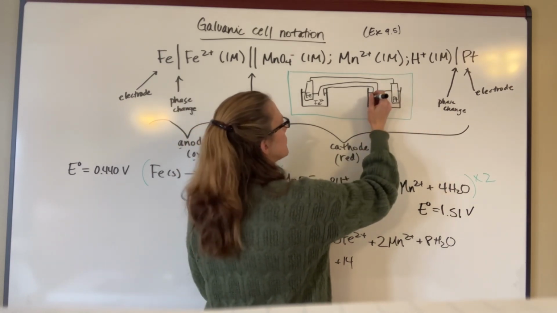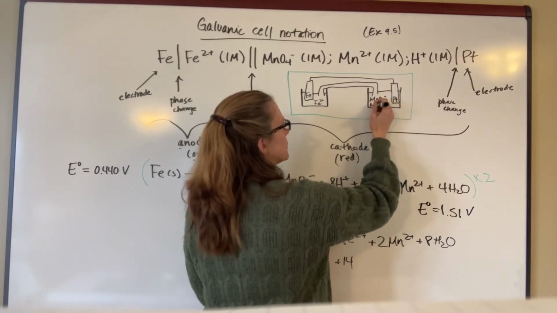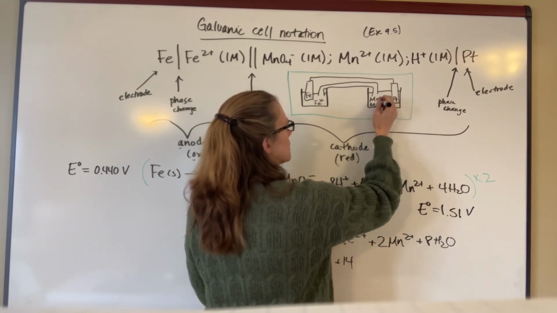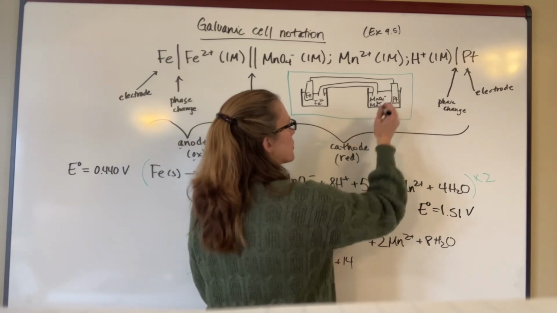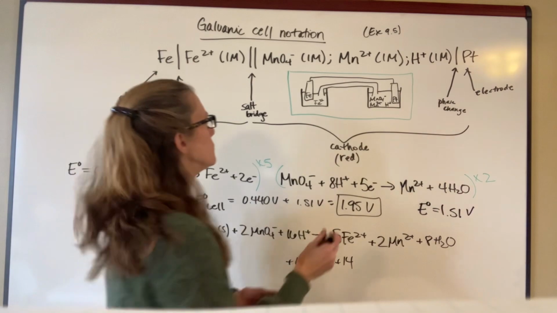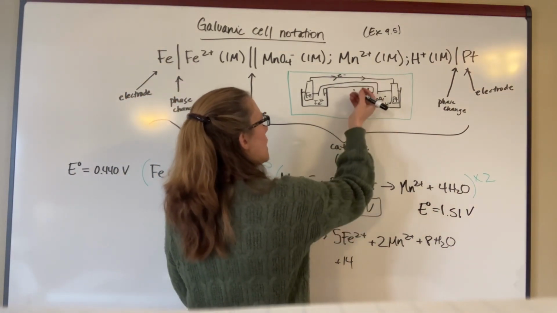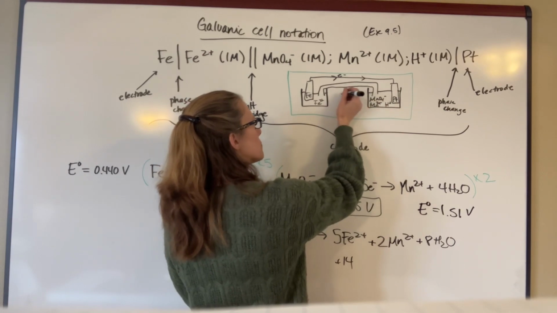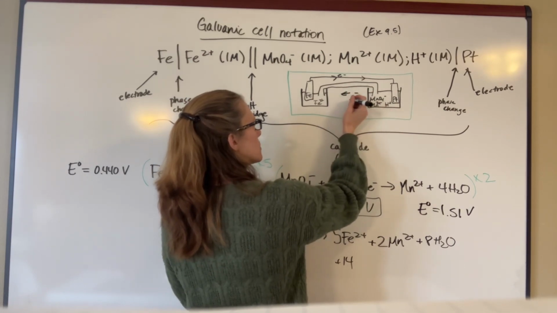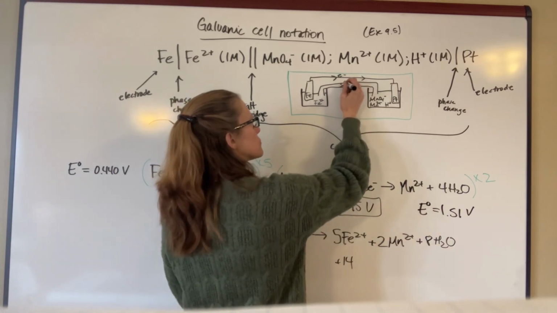I'm going to have MnO4 minus in solution. I'm going to have Mn2 plus in solution. I'm going to have H plus in solution. And then my electron flow is going to go this way. In my salt bridge, my negative charges are going to go this way, and my positive charges are going to go that way. There's the salt bridge.